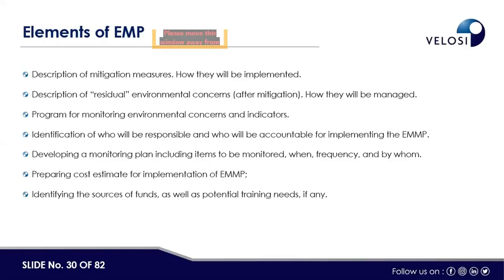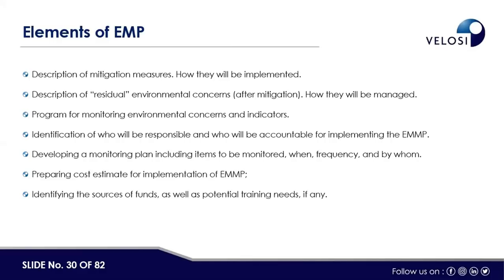These are the elements of the EMP: a description of the mitigation measures and how they will be implemented, a description of the residual environmental concerns after the mitigation measures and how they will be managed. Then there is a particular monitoring program as well, and identification of who will be responsible and accountable for implementing the EMP. Developing a monitoring plan, including items to be monitored, when, frequency, and by whom.